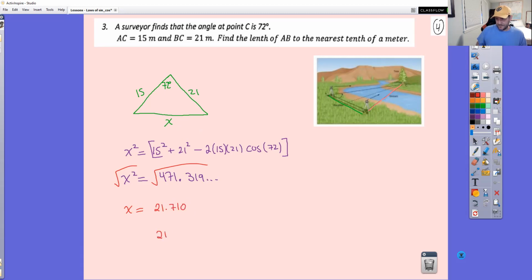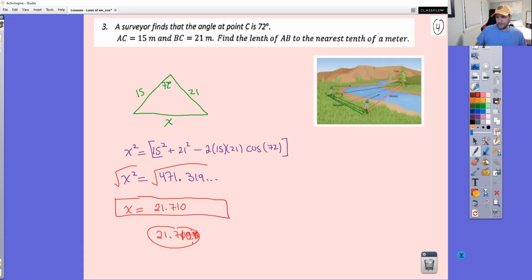And that's because I'm getting 21.7098. So that 8 says round me up. But rounding a 9 up turns it into a 10. So you get a 0, you carry the 1, you get that. Forgive me for mentioning that, but I've seen people do crazy things rounding off numbers, especially when 9s turn into 10s. Anyhow, there's your answer.